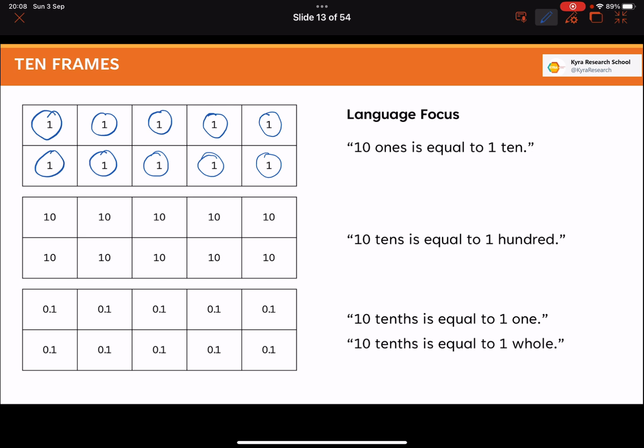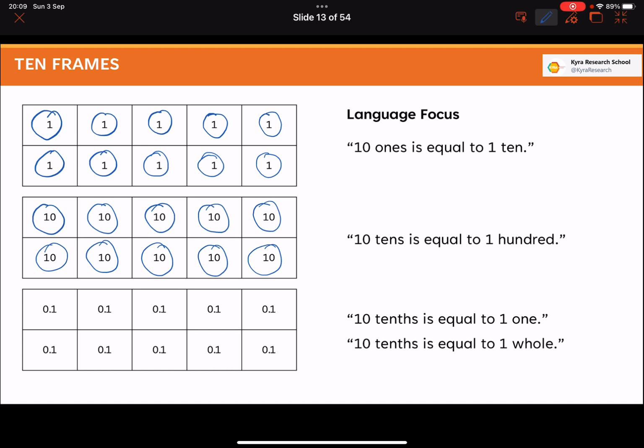Okay, if we look at the next one, so we now have got 10s in each of these 10 frames. And now again, this can be a little bit trickier in terms of your counting, because you've got 2 different ways you might count this one. So for example, to match with the language focus and that really clear generalization that I'm looking for, I'm going to count them as 1 10, 2 10s, 3 10s, 4 10s, 5 10s, 6 10s, 7 10s, 8 10s, 9 10s, 10 tens, and then as a class we can pause. What's our generalisation? 10 tens is equal to 100.